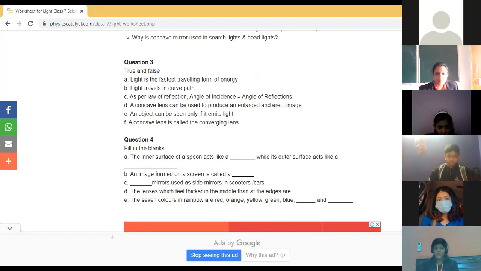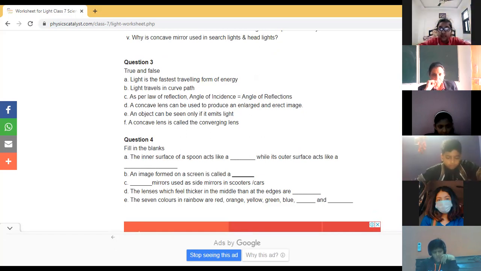Next are a few fill-ups again. The inner surface of a spoon acts like what, and the outer acts like what? You have to remember. The inner acts like a concave mirror and the outer part acts like a convex mirror. Yes. An image formed on a screen is called a dash. Real image.